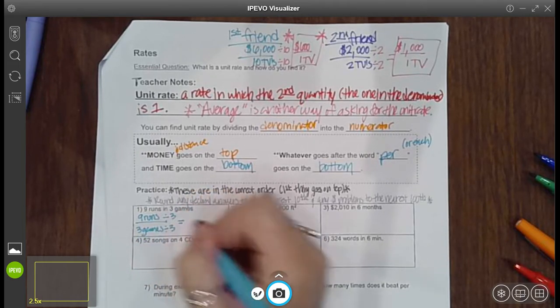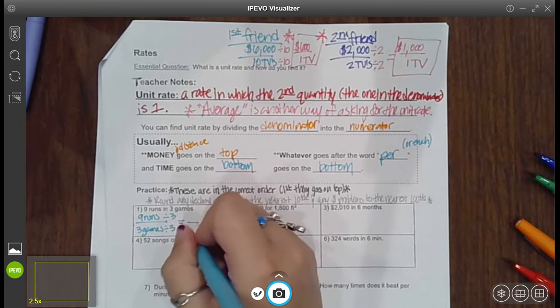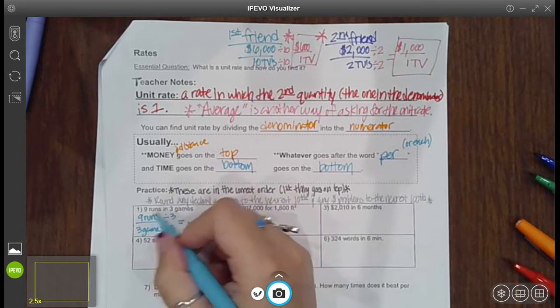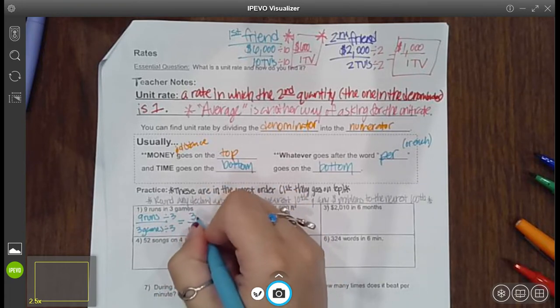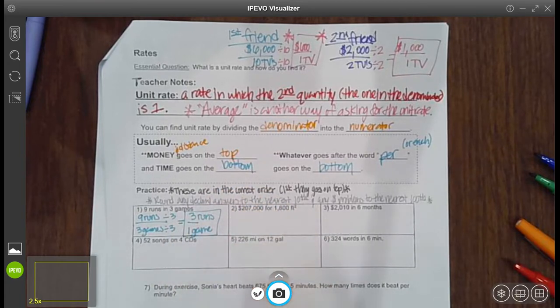The reason I do that is because, remember, unit rate wants a denominator of 1. Well, 3 divided by 3 is 1. So now you have 1 game. And 9 divided by 3 is 3. So this player typically makes 3 runs per game. And that kind of makes sense that that's the average he does per game when you're finding the unit rate, right? Okay.